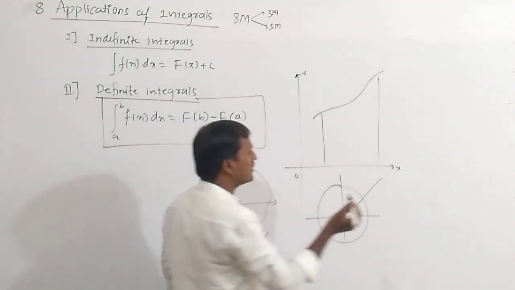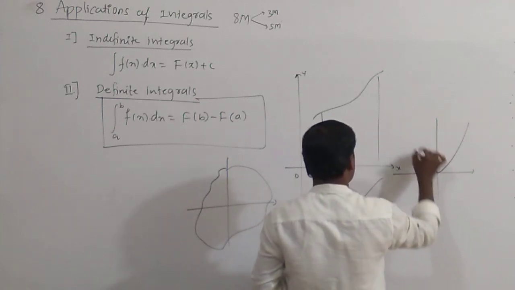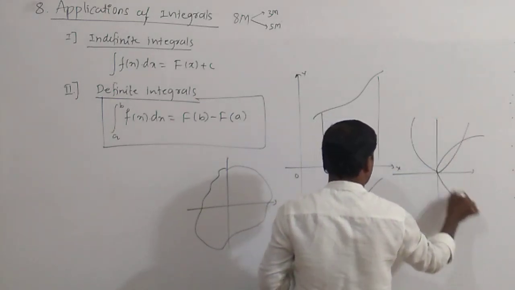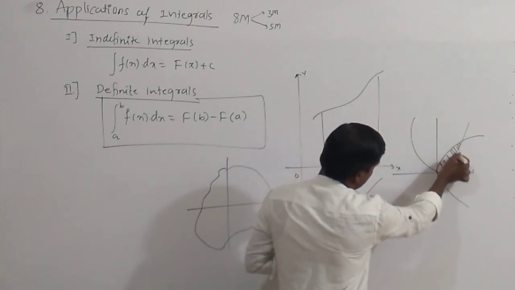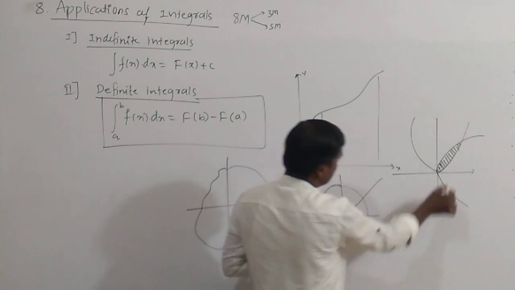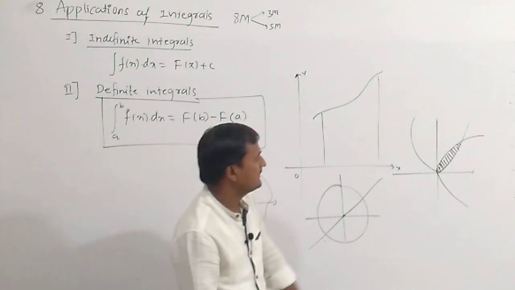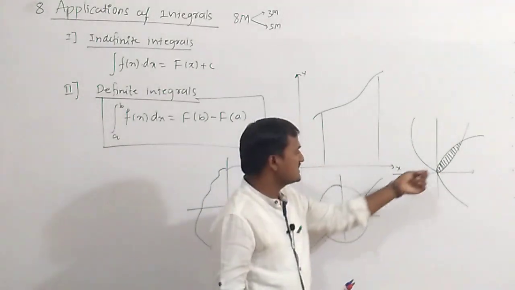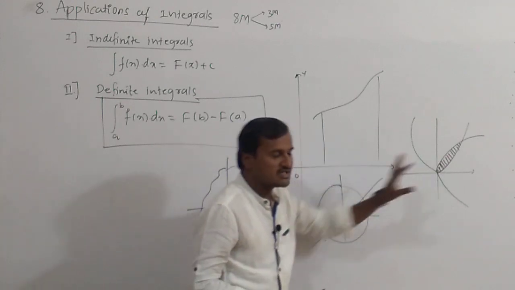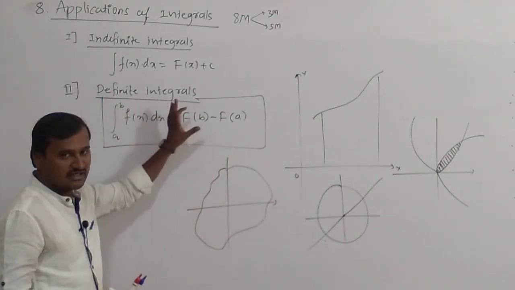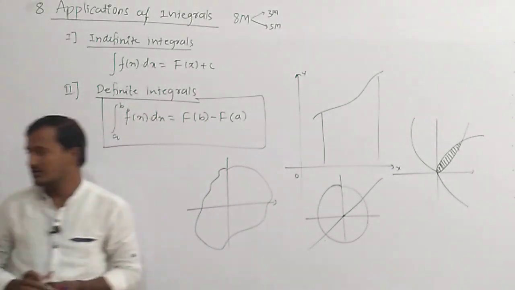And also if you want to find the area between two parabolas, suppose there is a parabola like this and another parabola like this, and you want to find this area, right? This area is bounded by the two parabolas, that is y squared equals 4ax and x squared equals 4ay. So in such a case also, to find the area of such a region, we use definite integrals, right? Okay, now we will study all these one by one.